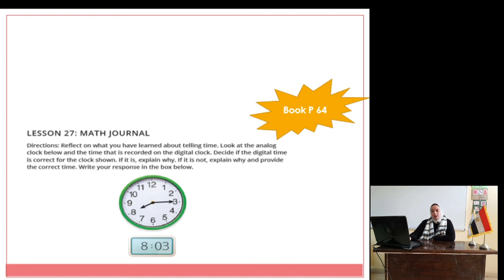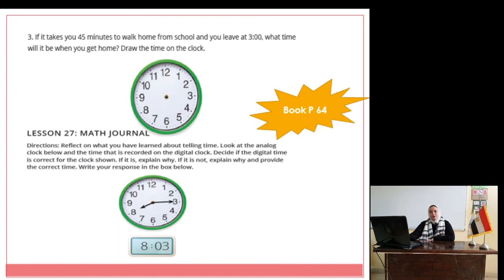Look at the analog clock. The long arm is on 3 and the short is on 8. When we are going to write it, we are going to write 8 and what? Is it right to write 3? No, we said before that the minutes, we have to make the number times 5. So we can't write 3 only. We have to make 3 times 5 equals 15. So it will be 8:15. Okay?